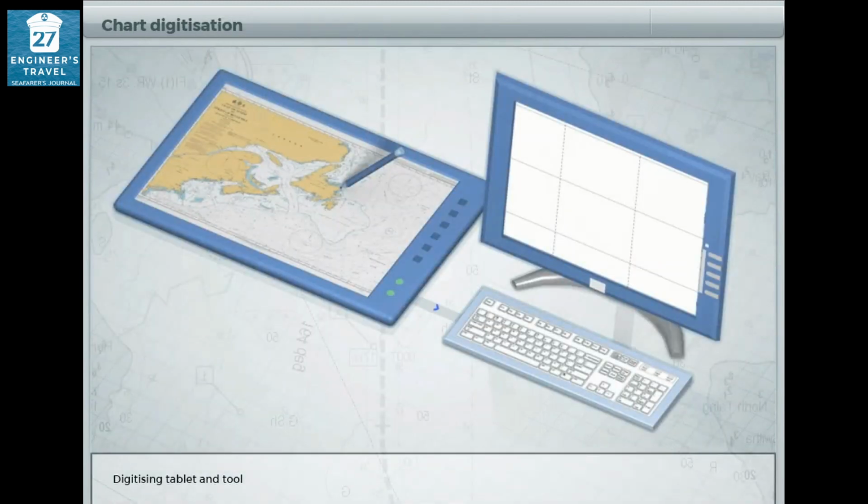Using an existing paper chart, the digitizer traces over the coastline with the digitizing tool. A click on the tool records the position of the tool on the tablet, and hence the coastline. The whole coastline and position of any objects, such as buoys, can be copied and saved in this manner.